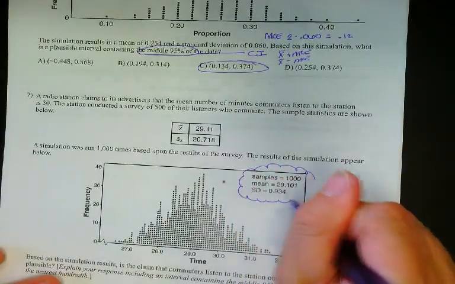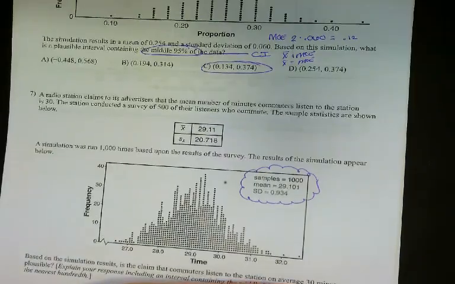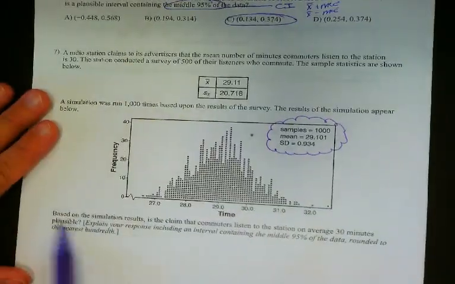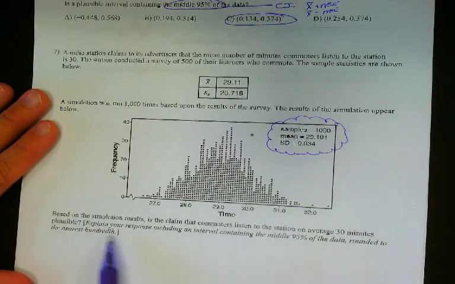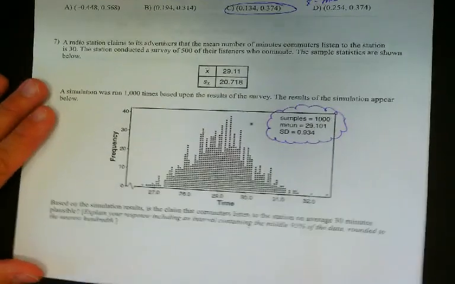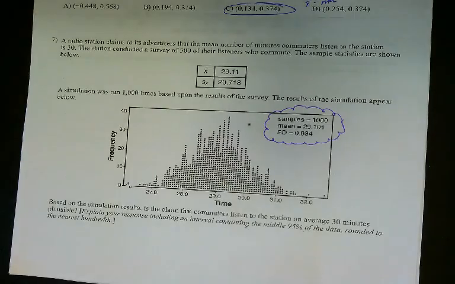The moment you're seeing the mean and the standard deviation, your gut should be saying, I bet the question's going to ask for a what? Confidence interval. That's usually the question every time. Based on the simulation, is the claim that the commuters listen to the station 30 minutes plausible? Write yourself a confidence interval of the middle 95% of the data. So take a minute, write your confidence interval, and then answer the question based off that one statistic.